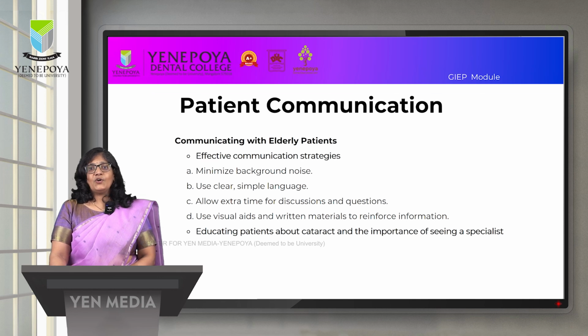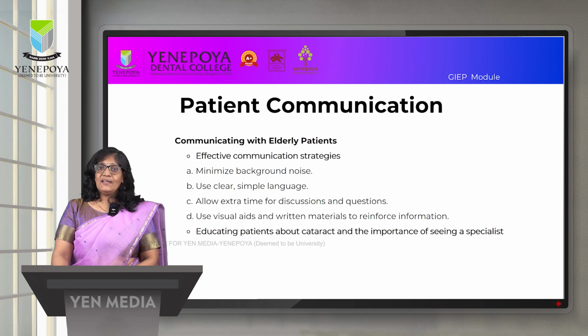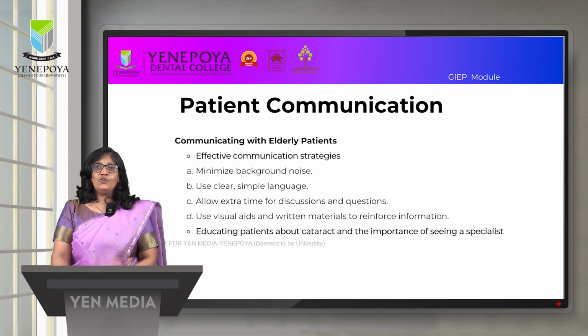Now, the most important part when we make a diagnosis or a differential diagnosis and we refer is your communication. If you are not able to communicate effectively, the patient may not be convinced of the need to visit an ophthalmologist. So, how do we communicate? Minimize background noise. Do this communication in a place which is comfortable for the patient as well as for you. Use clear, simple language which is understandable to the patient and patient relatives.